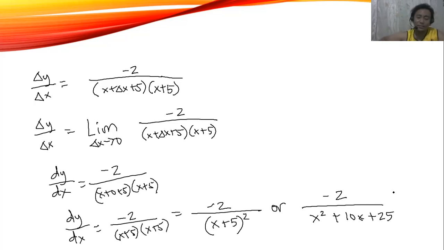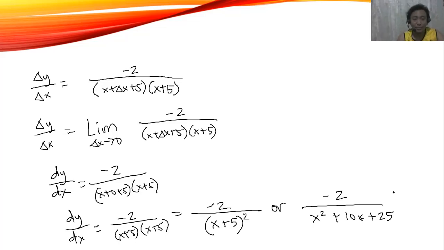So, again, let's just have a simple recap before we end our discussion. So, in solving the derivative of a polynomial, we have to remember 4 steps. 4 steps na yung susundin natin to solve for the derivative of the given polynomial. So the first one is to change x with x plus delta x, and then yung y palitan din ng y plus delta y, and then we have to simplify.